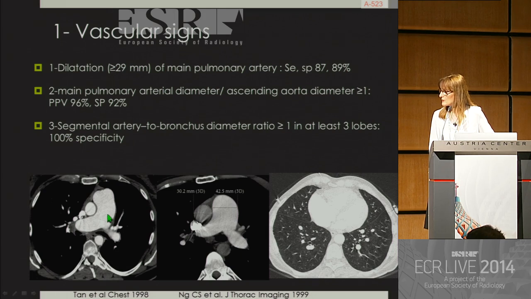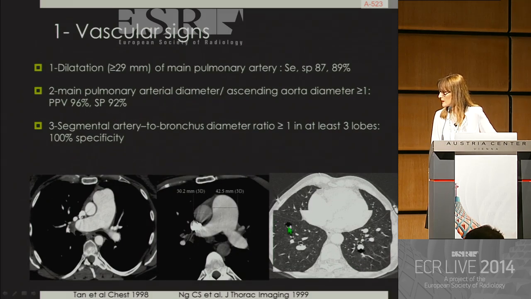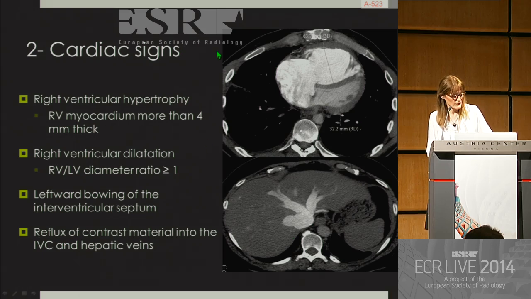So here you can see visually that the main pulmonary artery is enlarged as compared to the ascending aorta. These are the measurements done in another patient. And here we can see that there is an increased ratio between the diameter of the arteries and the corresponding bronchi. What about the cardiac signs?